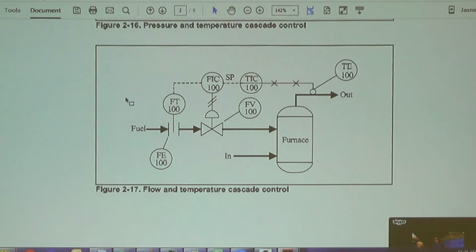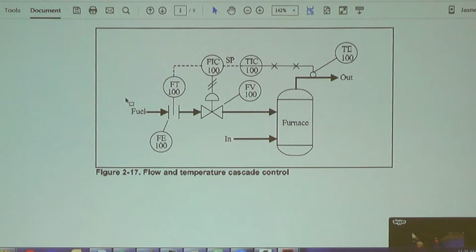Let us look at the next diagram, flow and temperature cascade. What is happening here? Again the same thing, but instead of sensing the pressure, what we are doing is we are sensing and controlling the flow of the fluid. Process remains the same, but the variable changes. Instead of controlling pressure, we are controlling the flow.